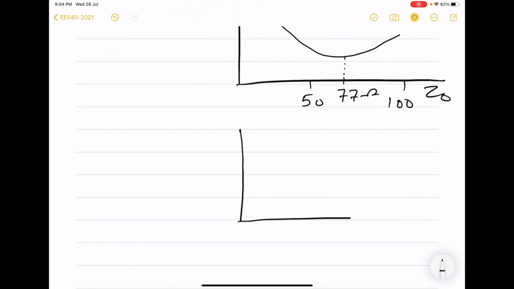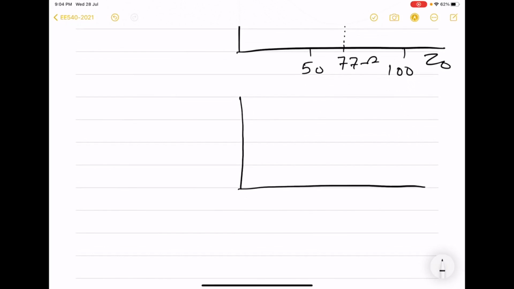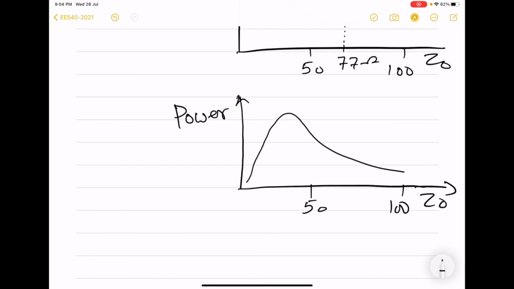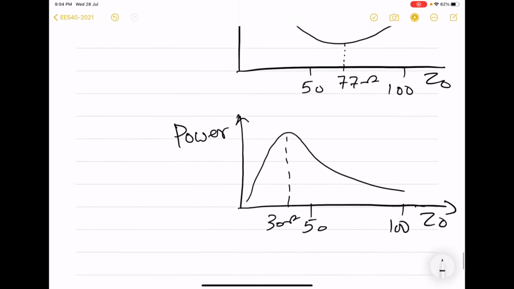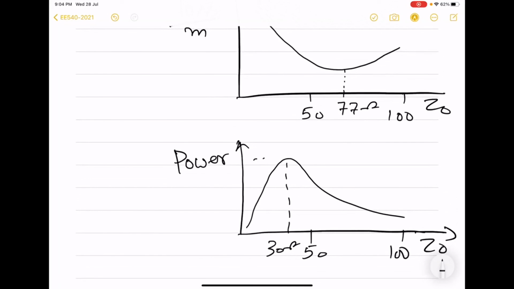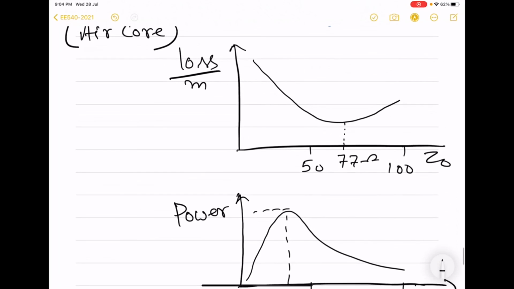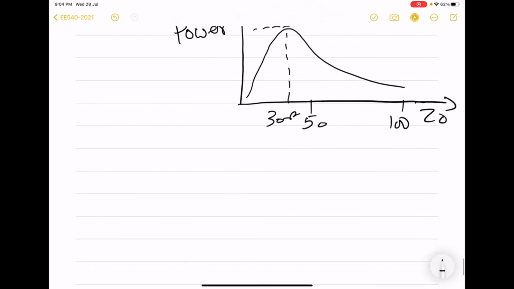Now, if you see the power handling, again with respect to the characteristic impedance for the same coaxial cable, then we have this kind of plot. Its maximum occurs at 30 ohm. So we see that for maximum power handling in a real life cable, impedance should be 30. For low loss, it should be 77. So obviously we cannot achieve both requirements. So it was decided to choose a number between these two.